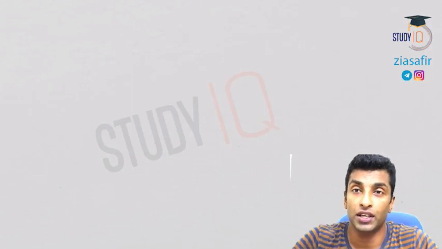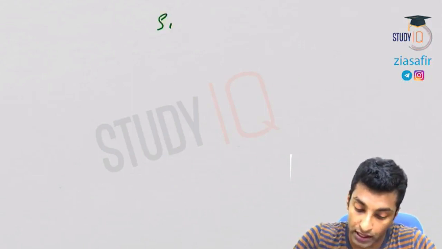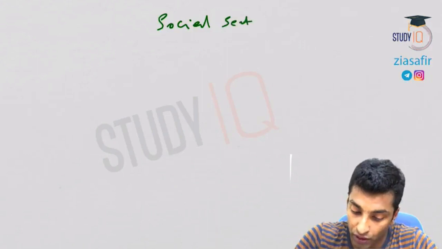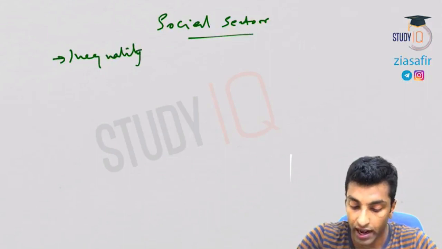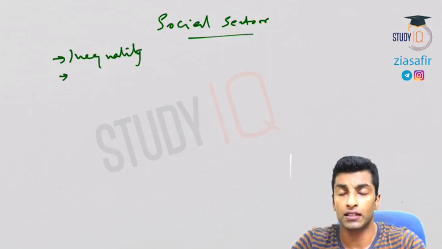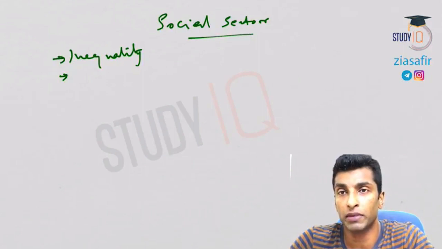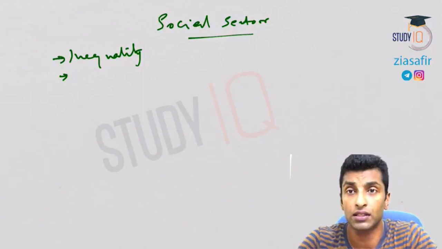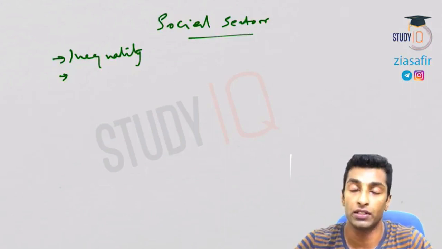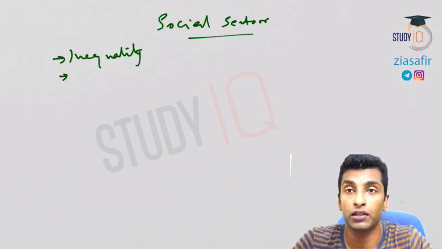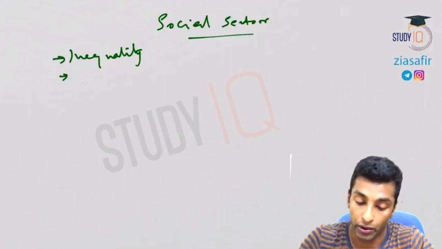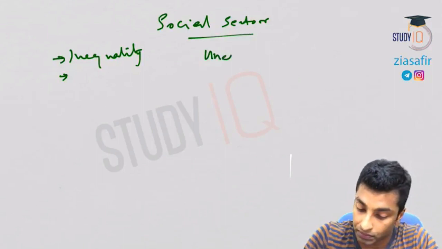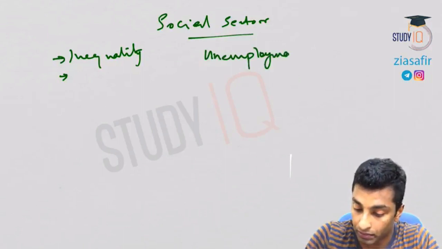So we will continue our discussion on economy. We were in the module social sector. So far we have completed inequality, and then we have done with poverty. We have discussed the methods or the ways in which poverty is measured. All the different committees we have discussed: Lakdawala committee, Rangarajan committee, Tendulkar committee, all these expert groups, and we have seen different important terms related with poverty. Now in this session we will be discussing unemployment.